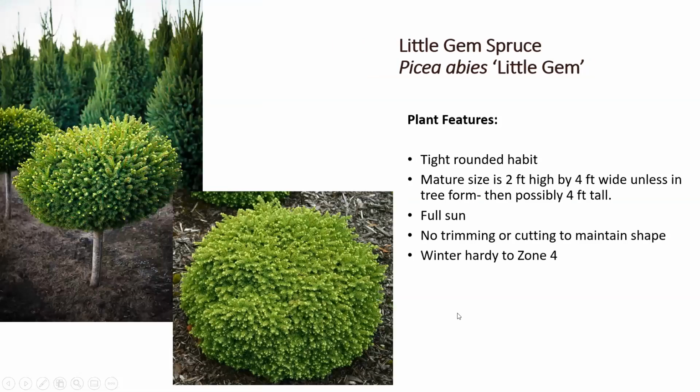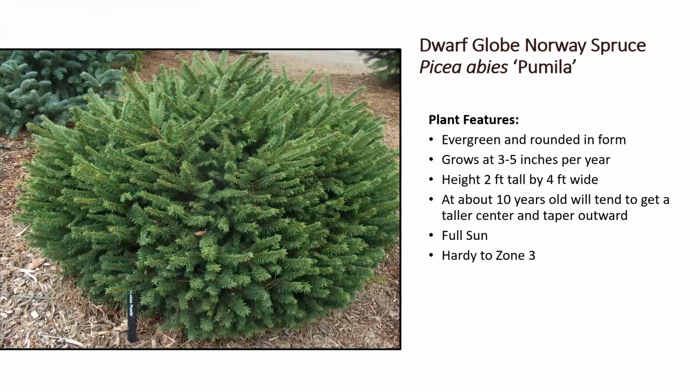This cute little gem spruce has a tight, rounded habit, with no trimming or cutting needed to maintain the shape. At maturity, it looks like it's about 5 feet tall, and this would be super cute in something more formal. Here's another one, a dwarf globe Norway spruce. Something very similar, it grows 3 to 5 feet tall. In about 10 years, it will tend to get a taller center and taper outward.